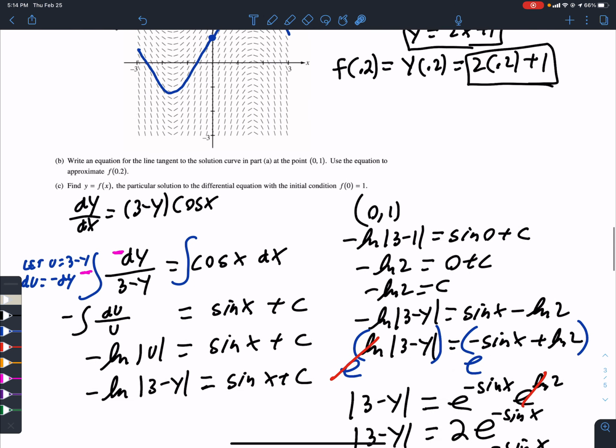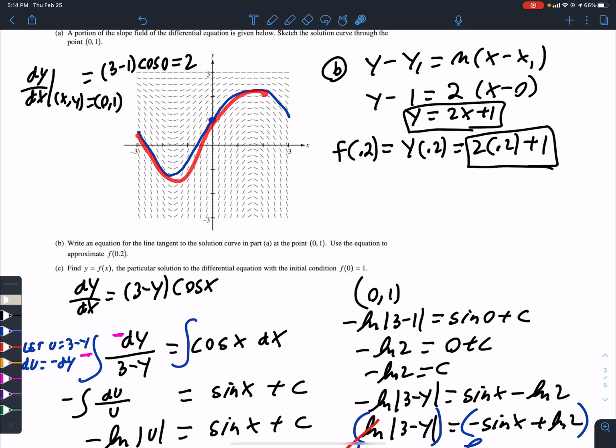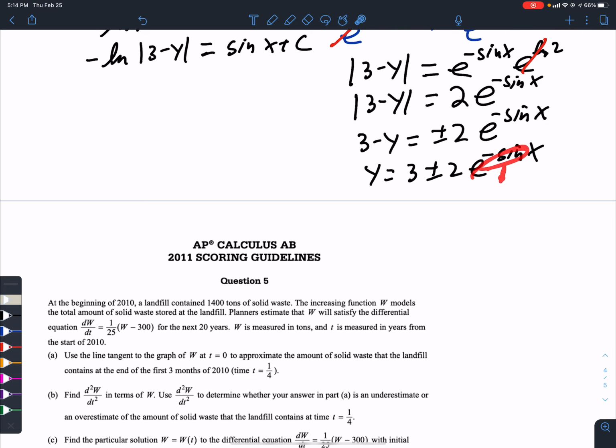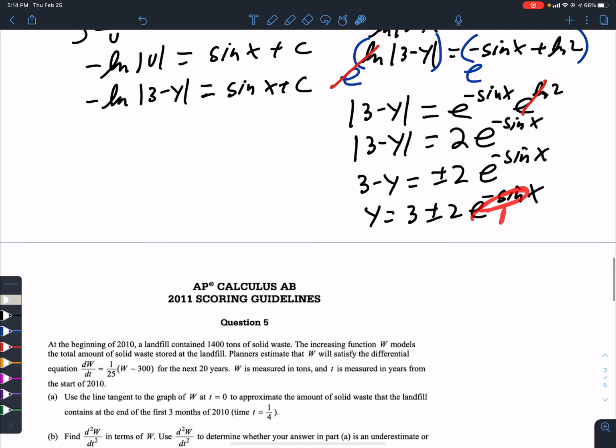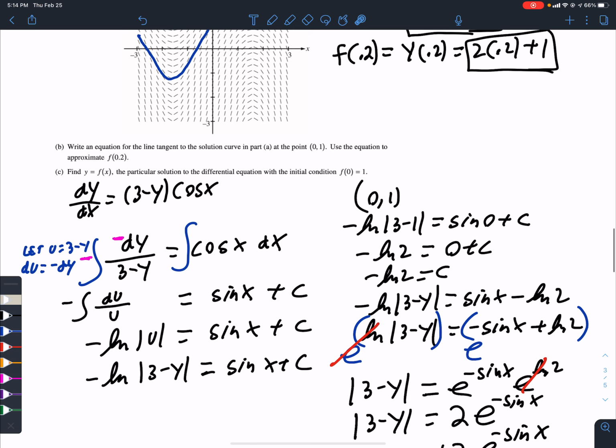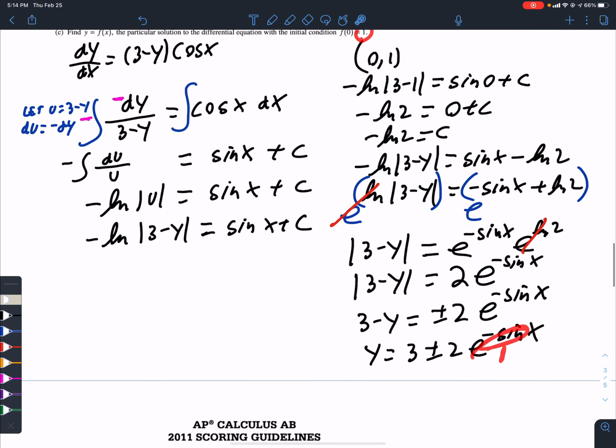There is one particular solution. It's this one. I need the one that gets me 0, 1. So either the plus or minus is going to get me 1. So if I plug in 0 here, sine of 0 is 0, e to the 0 is 1. So all this is 1 when x is 0. And I want to get what for y? I want my y to be 1, right?